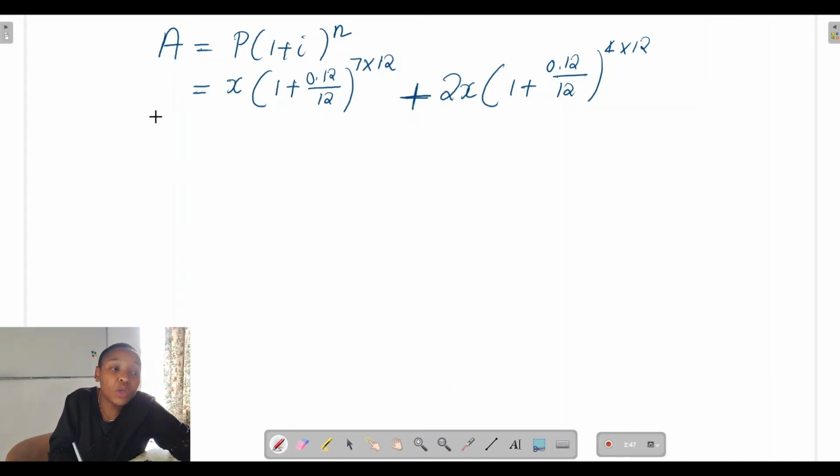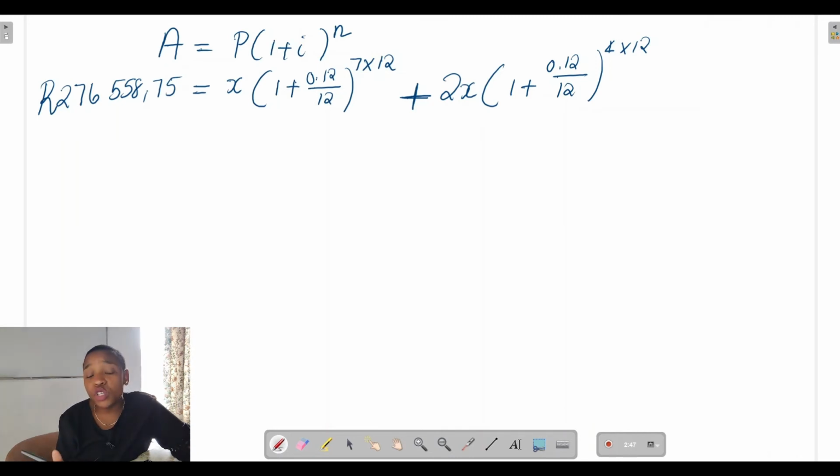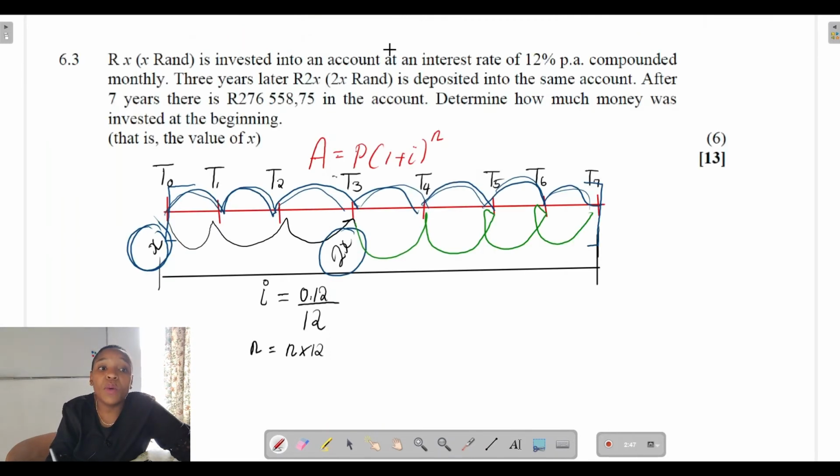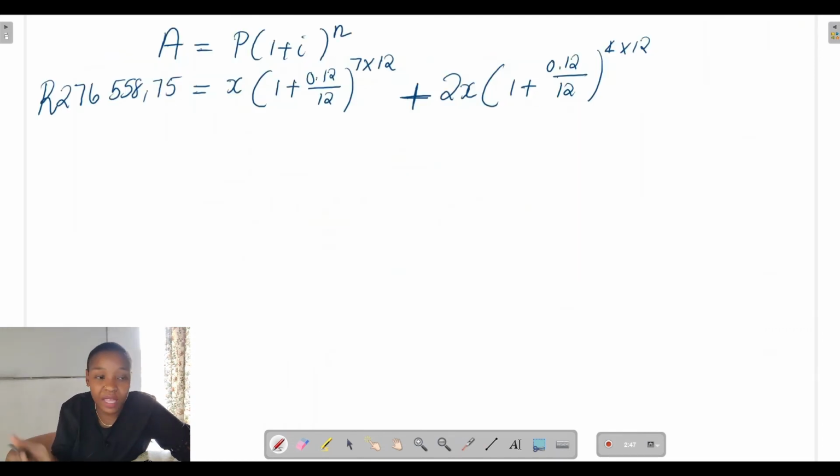And then here, what do we also know about the value of our A? We were told that the accumulated amount is 276,558.75 cents, right? So from this point, we've substituted all our variables. All we need to do now is determine how much money was initially deposited, or what is the value of X, right? So what do we do here, guys?